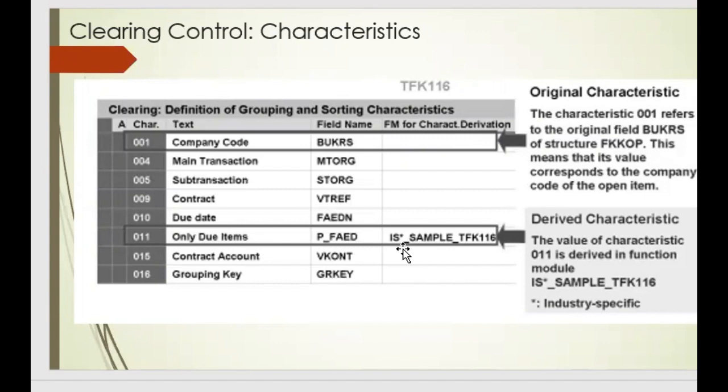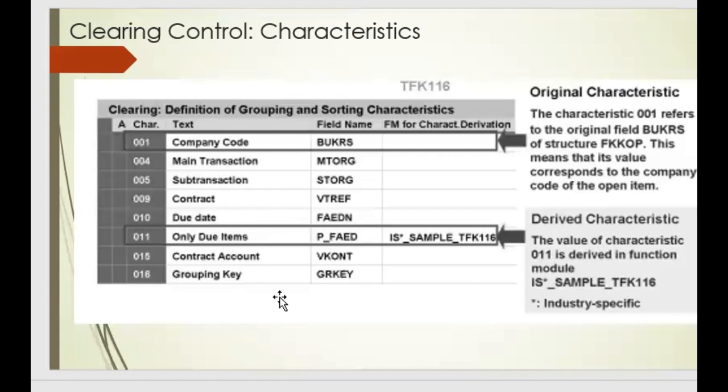But if you have the contract account due date, it's only for the due date items. If it has multiple due dates or multiple amounts, then definitely you need different contract account, main ledger, sub ledger, contract. Even for a single contract account, if there are multiple contracts, you need the contracts as well.